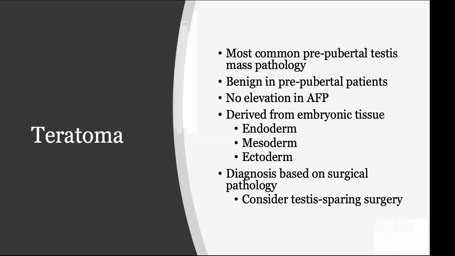Switching gears away from the yolk sac tumor case that we were discussing, I really want to touch on the most common prepubertal testis mass pathology, which is teratoma. So as we discussed, this is a benign tumor in the prepubertal setting and considered malignant in post-pubertal patients. It should be suspected in patients with a testis mass and no elevation in AFP, and it's derived from all three germ cell layers, specifically the endoderm, mesoderm, and ectoderm.